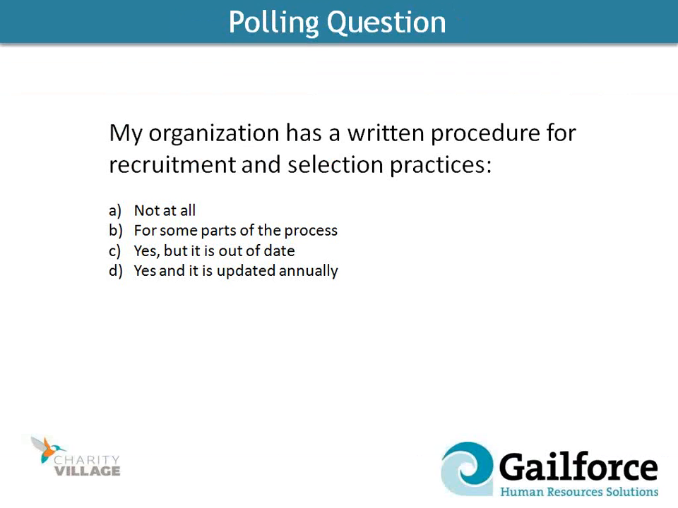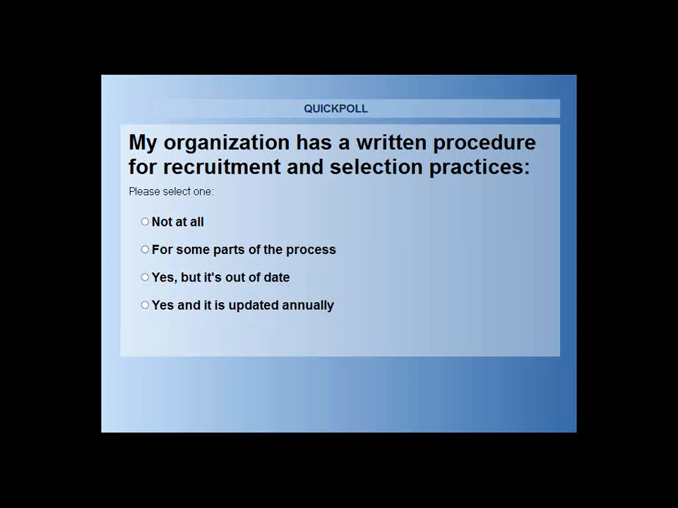And now we have another poll question for you folks. What I'd like you to indicate here is whether or not your organization currently has a written procedure for your recruitment and selection process. Your responses are: not at all, for some parts of the process, yes but it's out of date, or yes, and it's updated regularly. So just choose the one that's best suited to you.